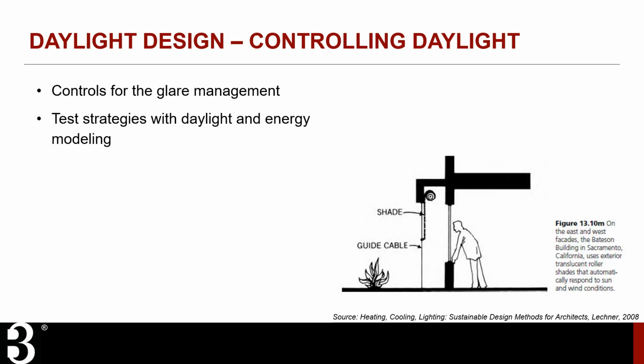You may recall that the B3 guidelines require glare control devices to be manually operated or automatically operated with manual overrides. With that in mind, glare management strategies may include automated or controlled elements that can be programmed to respond to light levels, time of day, time of year, or other factors. Glare management strategies and energy impacts can be tested with daylight and energy modeling, but will generally be easier for south-facing windows than on east and west-facing windows.